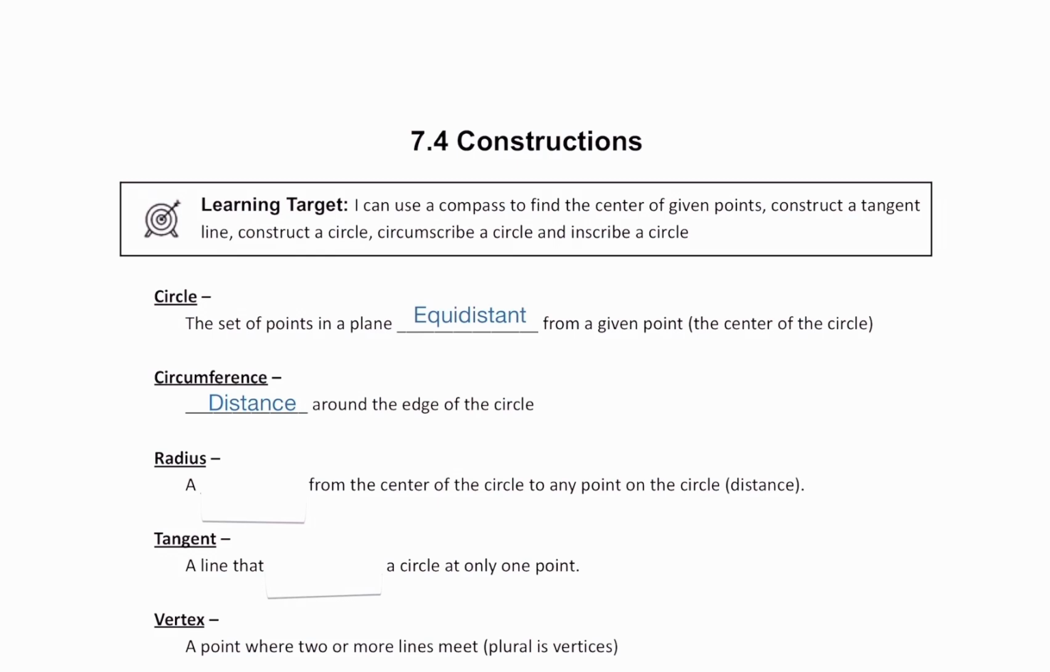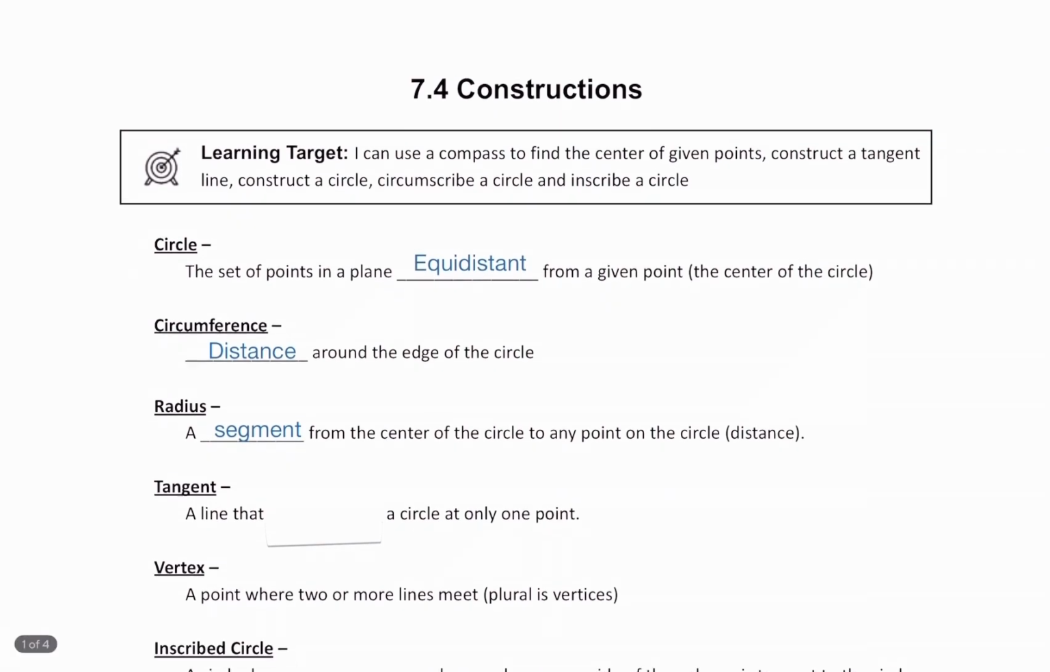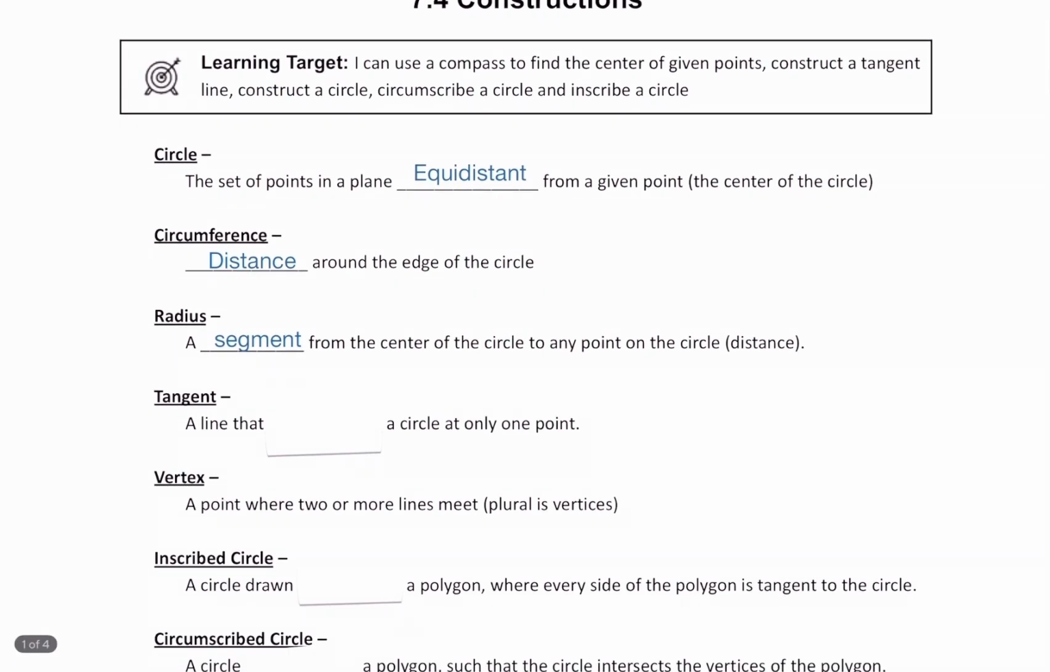Okay, a radius. A radius is a segment from the center of any given circle to any point on the circle. It's that distance. And we have tangent. I should probably say tangent line. A tangent line is a line that intersects a circle at only one point. So if I have a circle, then a tangent line would just touch that circle one time.